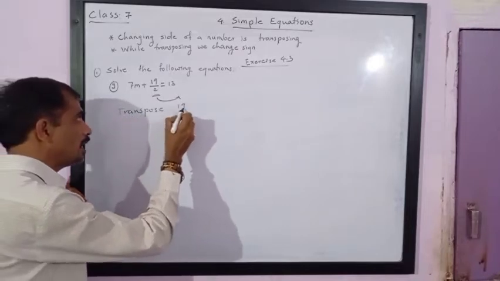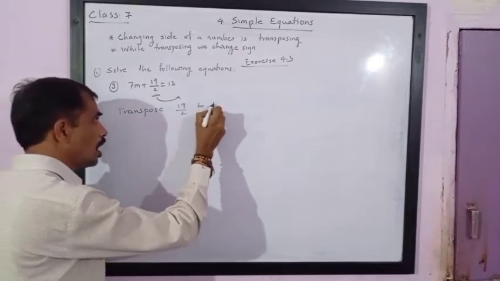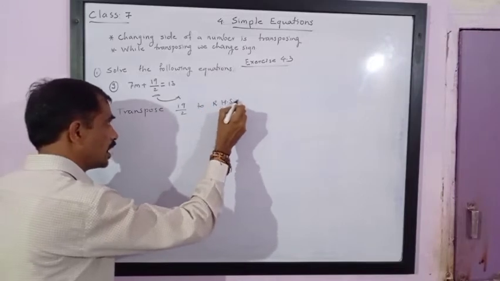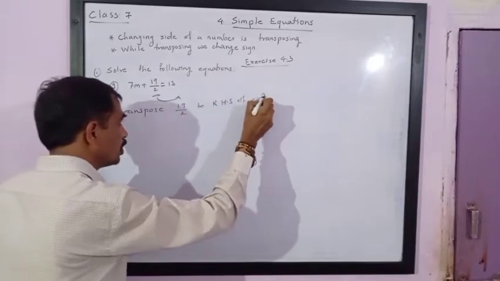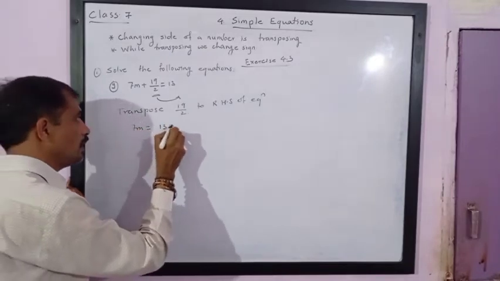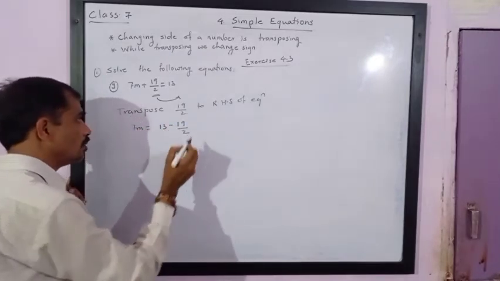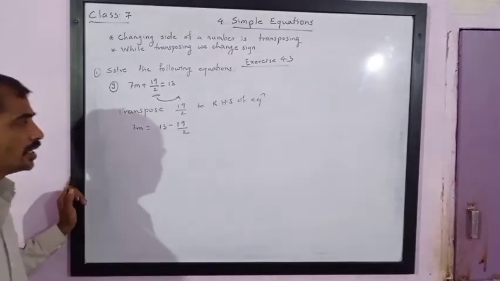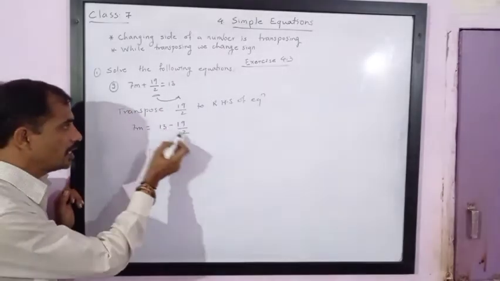Transpose 19 upon 2 to the right hand side of the equation. So we will get 7m is equal to 13 minus 19 upon 2. Please note it was positive, so I have changed the sign. Now this is 13 to the 26.